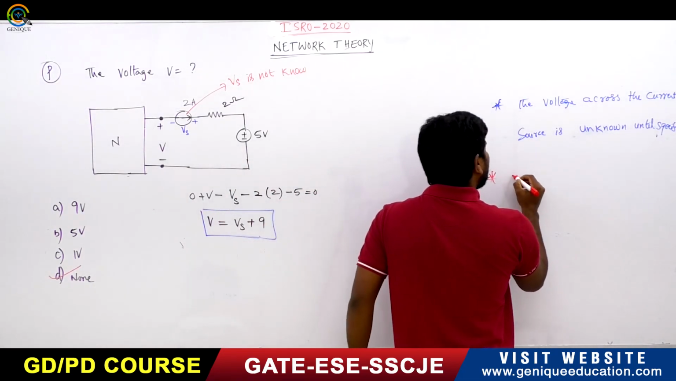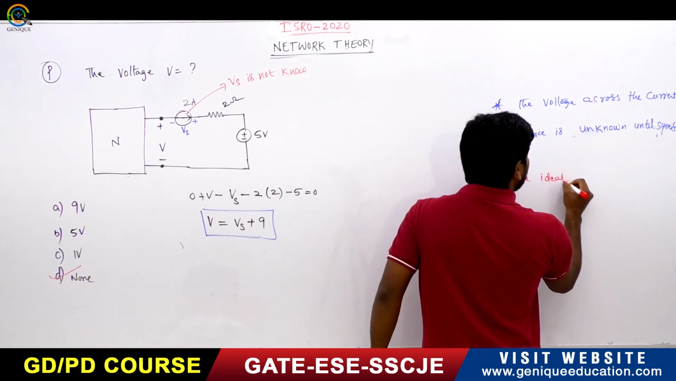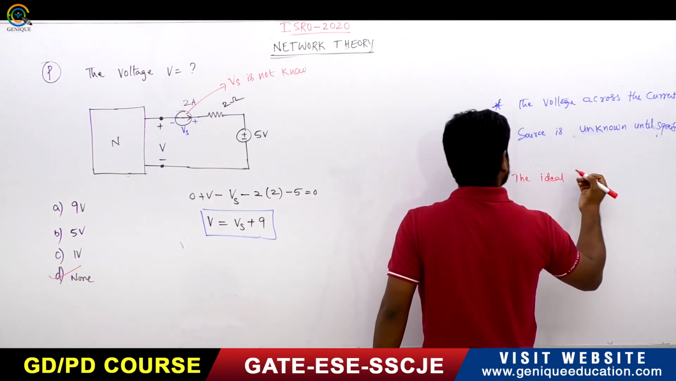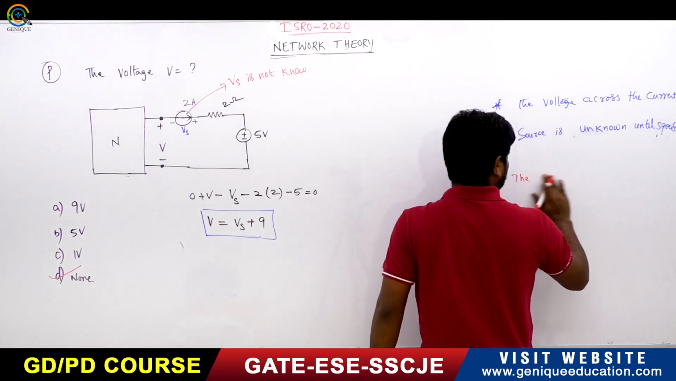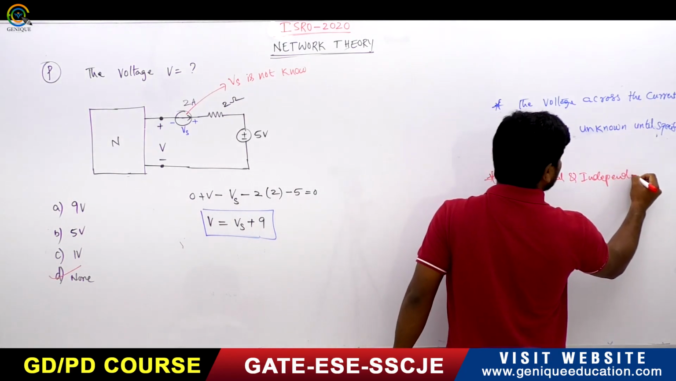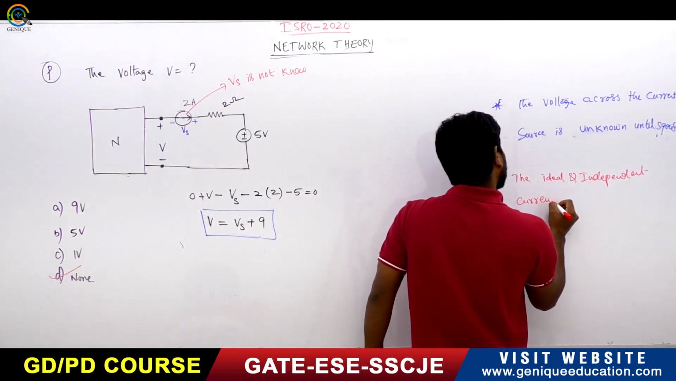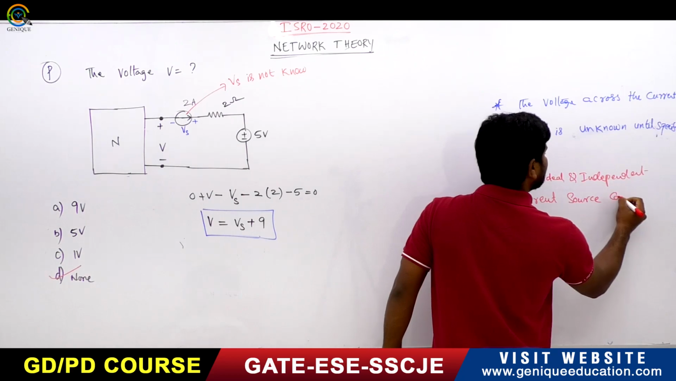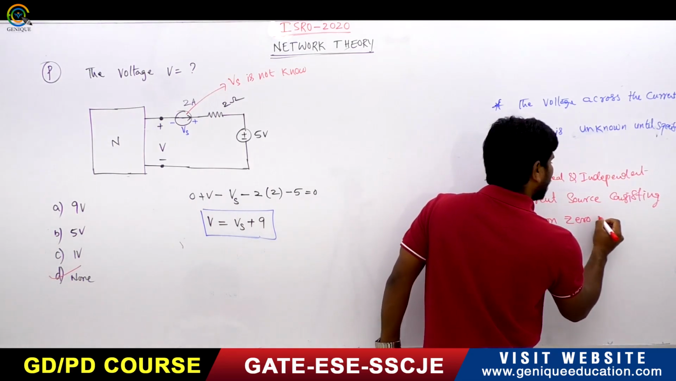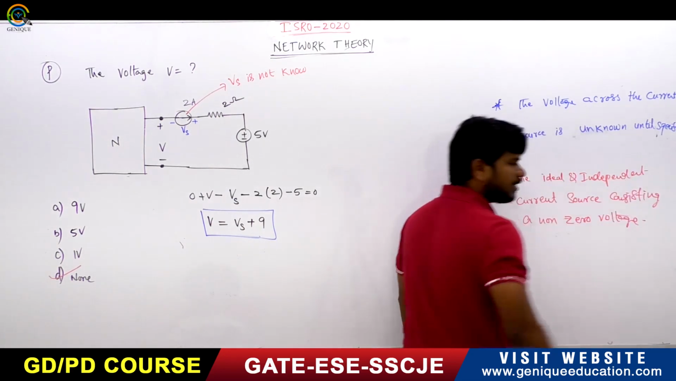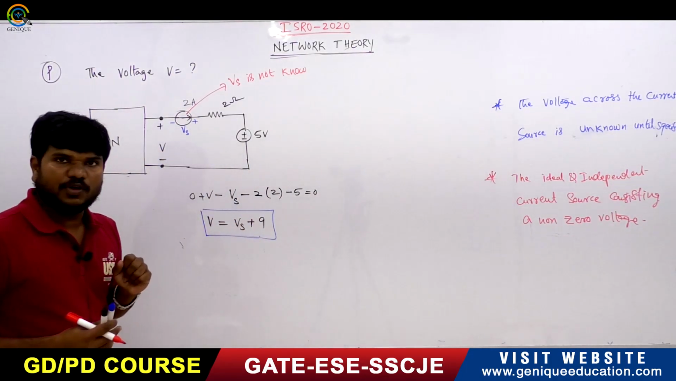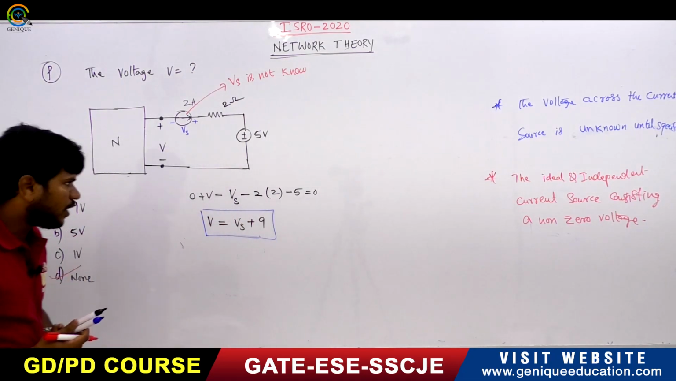Write down the ideal and independent current source consisting a non-zero voltage. This is the thing you have to identify. So that's why you cannot make this one as 0, and we cannot write V as 9.